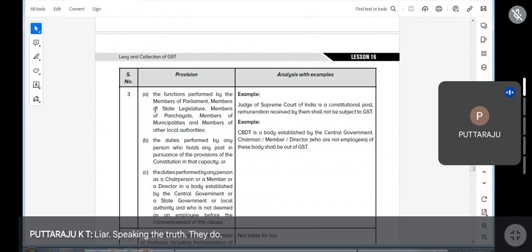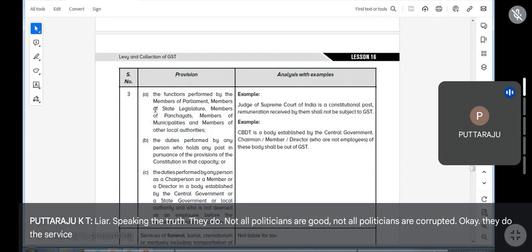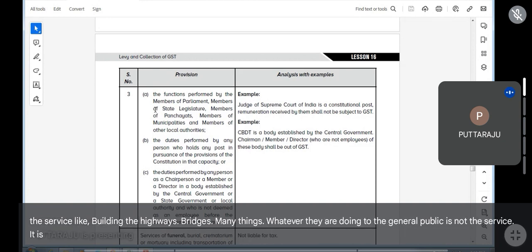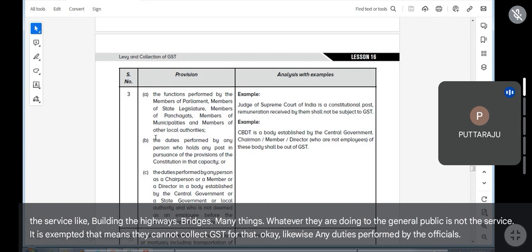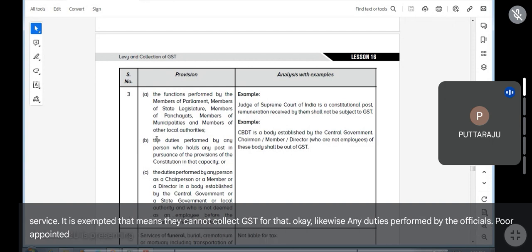They do. Not all politicians are good, not all politicians are corrupted. Okay? They do the service like building the highways, bridges, many things. Whatever they are doing to the general public is not the service. It is exempted. That means they cannot collect GST for that. Likewise, any duties performed by the officials who are appointed through law, those services are also exempted.